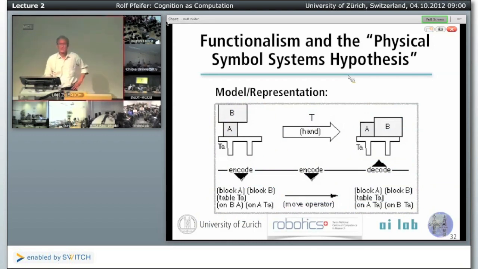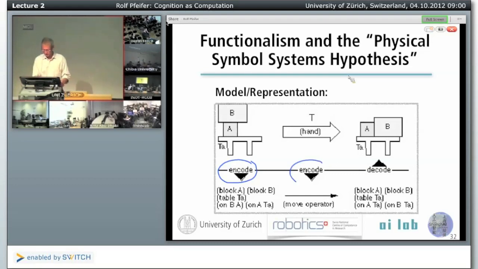Now, this looks very innocuous, looks very simple, and what's the problem? Well, we do have a few problems, as we will see. For example, here it just says encode. Well, I have the real world. How do I get from the real world to the representation? As we will see, this is the famous symbol grounding problem, which is largely unsolved.